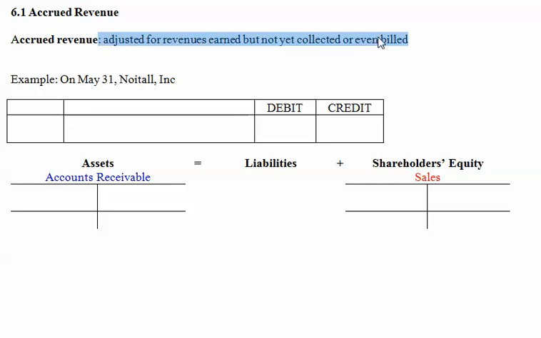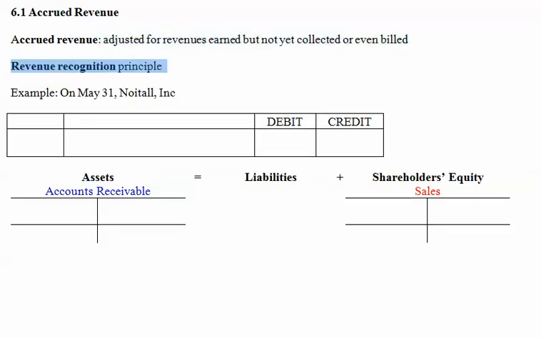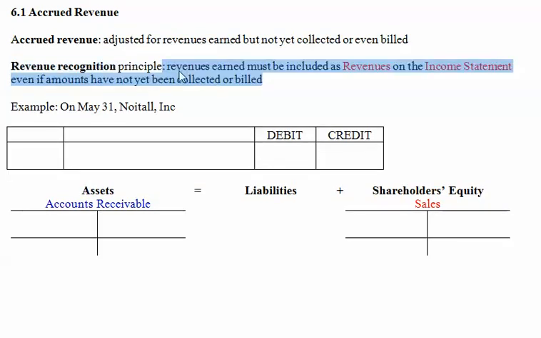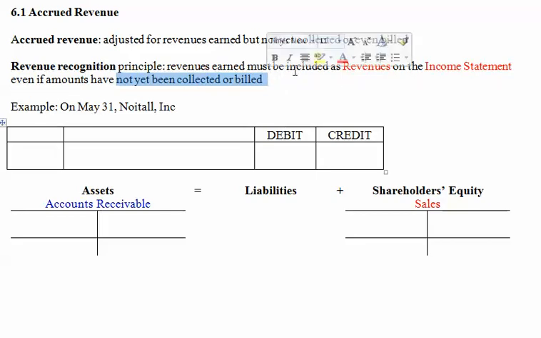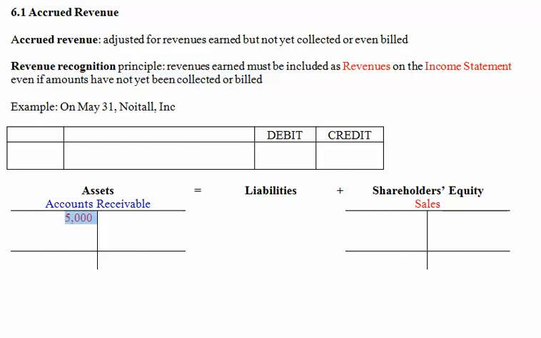or billed. The revenue recognition principle is what allows them to do that, and the rule is that you record revenues when it's earned, regardless if it has not yet been collected or billed. So what we're going to do here is assume this company, Know-It-All, has 5,000 in receivables because it provided 5,000 of services on account.